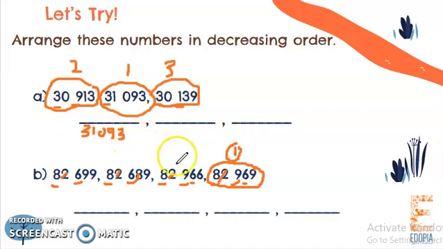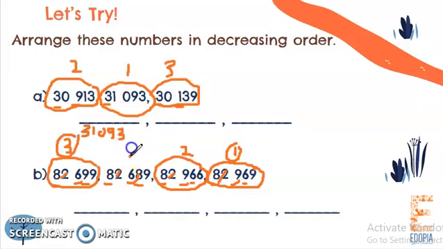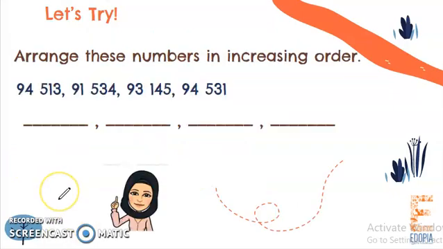Now we are left with three numbers. The second greatest number would be this one. Why? Because it has 9 in its hundreds place value, whereas the other two have 6 in their place values. Now let's compare these two numbers. Here we have 6 in their hundreds place value, and here we also have 6. So I'm going to compare their tens now. In tens place value we have 9, and here we have 8. This means this 82,699 is greater number compared to this number. I'm going to mark this. Third greatest number and the smallest number is this 82,689.